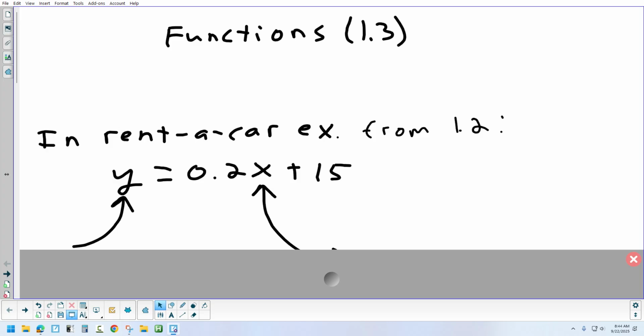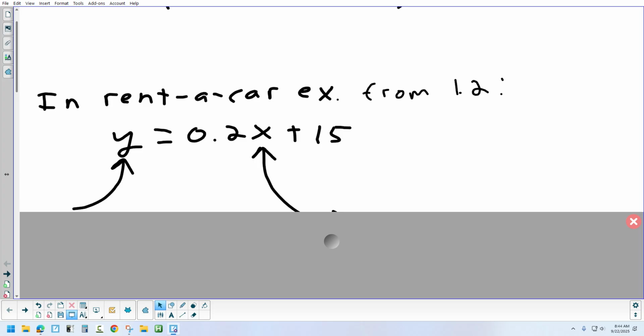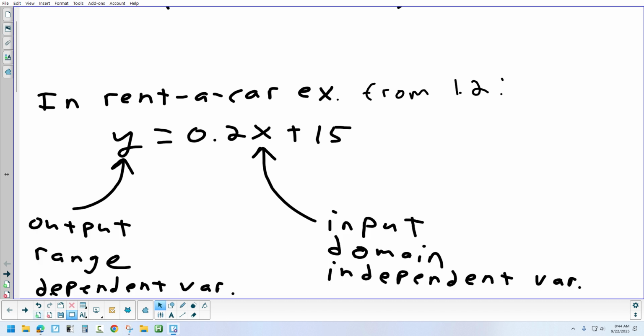Okay. So we have different names for the X and the Y variable. In that section, the two names I mentioned were independent and dependent variable. Does anybody remember which letter there is the independent? Yep, Jane. X. Yep, X is the independent, and Y is the dependent. Besides calling them independent and dependent, there are other names. You can call X the input and Y the output. You can also call X the domain, and you can call Y the range.